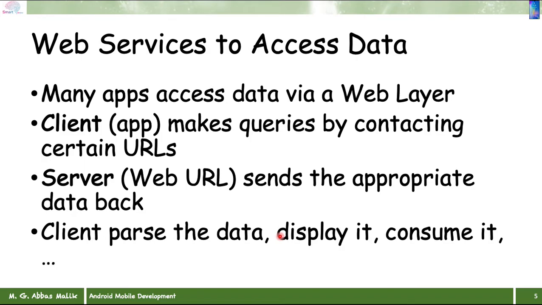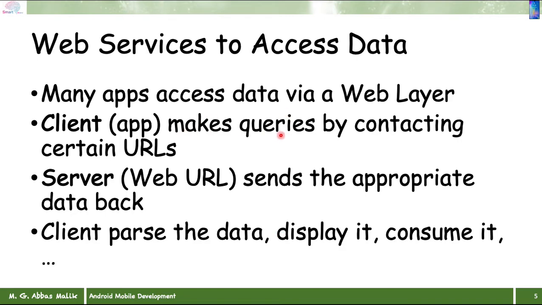So many apps access data via the web layer. That's an HTTP connection, just like your browser works. It is working on the Hypertext Transfer Protocol, HTTP. Now we also have the Hypertext Transfer Protocol Secure, that is HTTPS. So we need that specific URL, the address on the internet. That is the URL, Uniform Resource Locator.